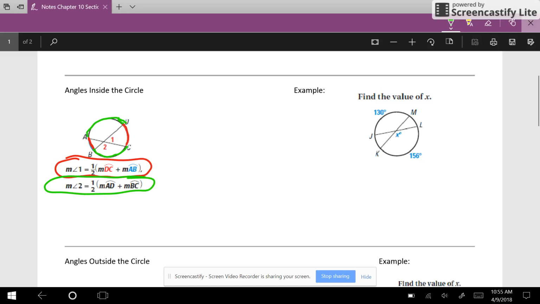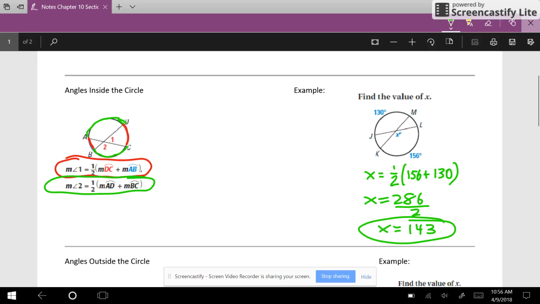So let's look over here at this picture. We're looking to find the measure of X, or this angle here. Its arc is 156. And its vertical angle's arc is 130. So the vertical arcs are 156 and 130. You add those together, we take half of that. If you add 156 and 130, you get 286, and we have to take half of that, so we get 143. That would be our answer for X.